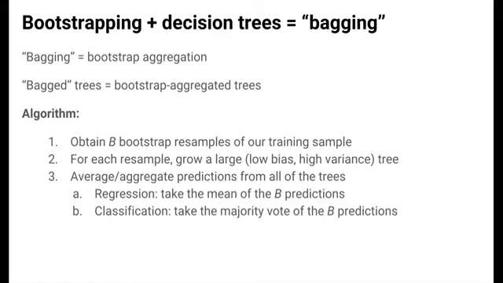Let's say we're in a classification task, then we're growing classification trees. Each of these B trees generates some class prediction, and what we can do to aggregate all of these predictions is to take the majority vote.